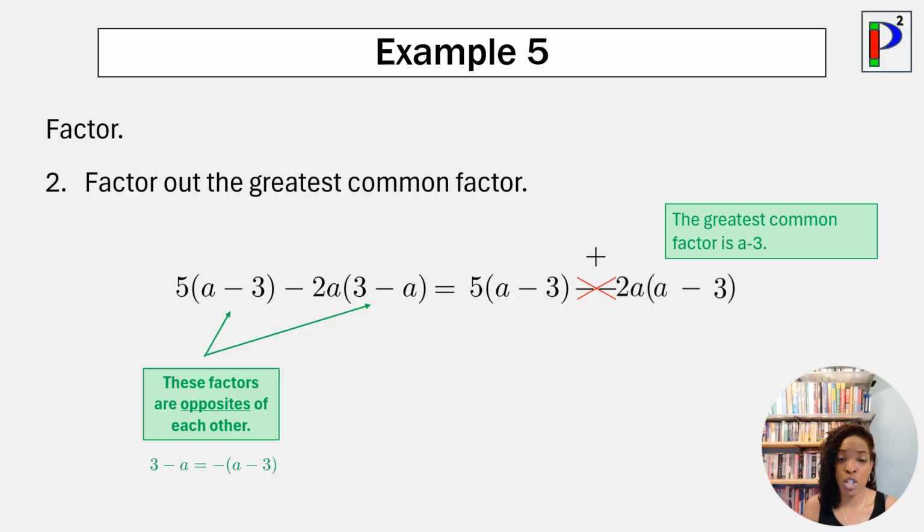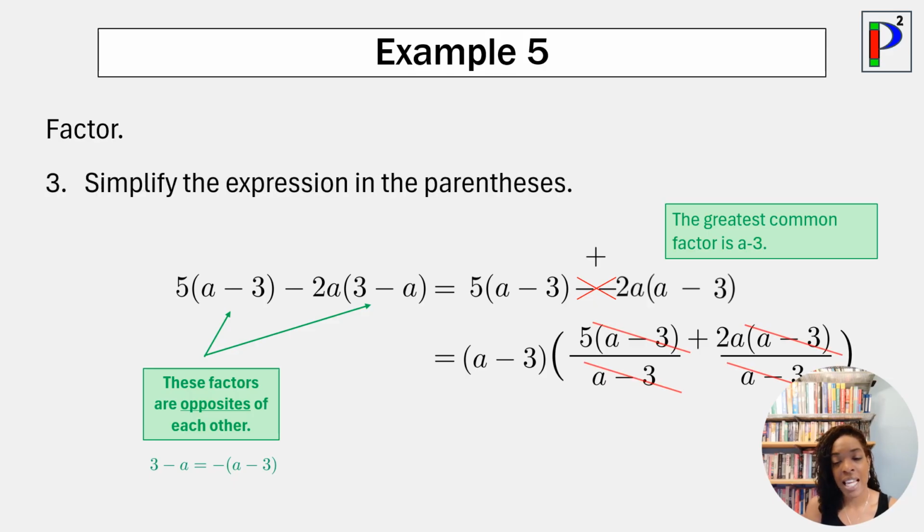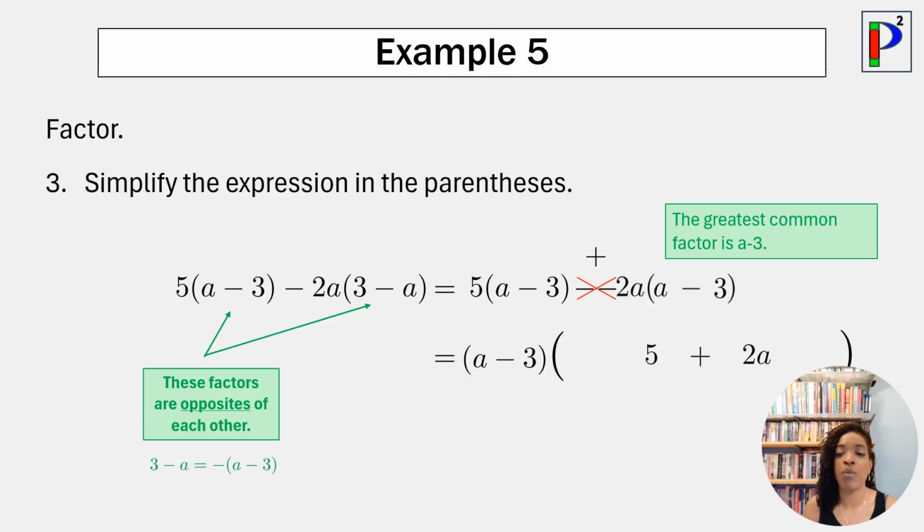Now, we're just going to do what we did before. We're going to bring our GCF outside, and then we're going to divide each term by a greatest common factor, which is a minus 3. We simplify inside the parentheses, and we're left with 5 plus 2a. Our final form is a minus 3 times 5 plus 2a. Box that, and we're finished.